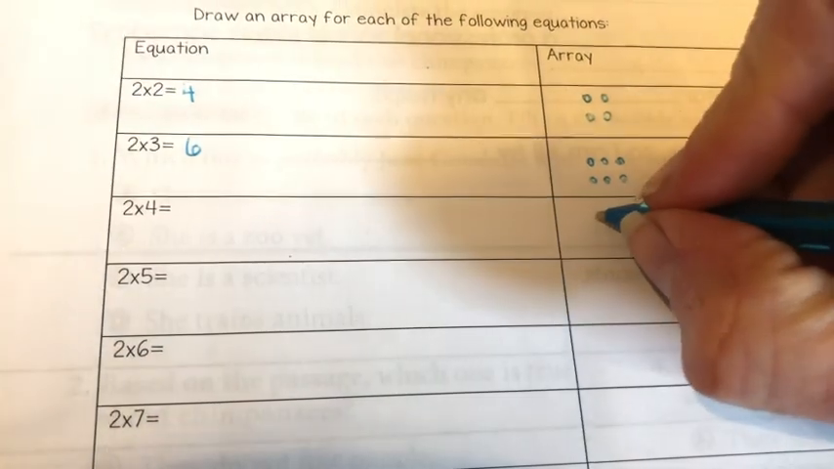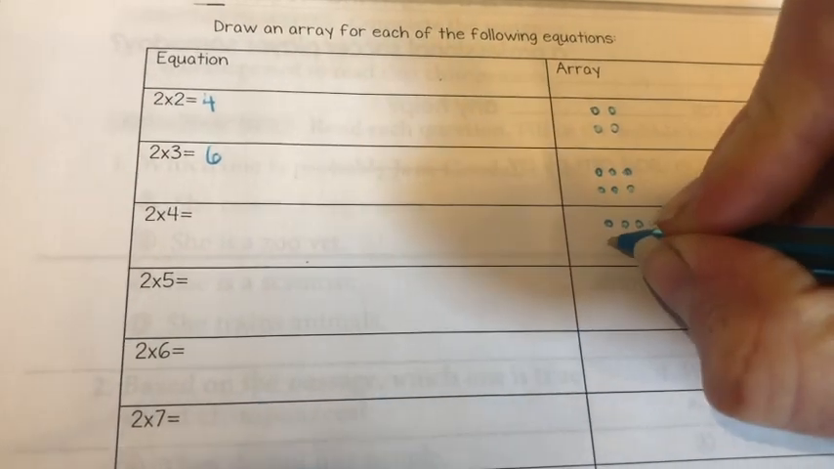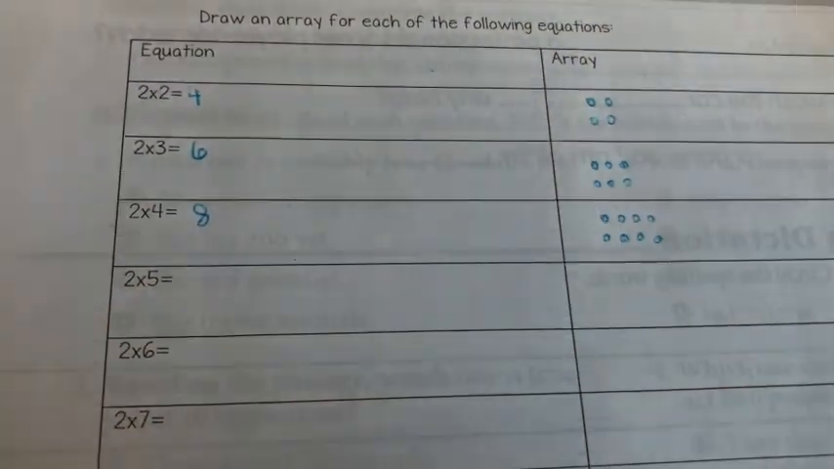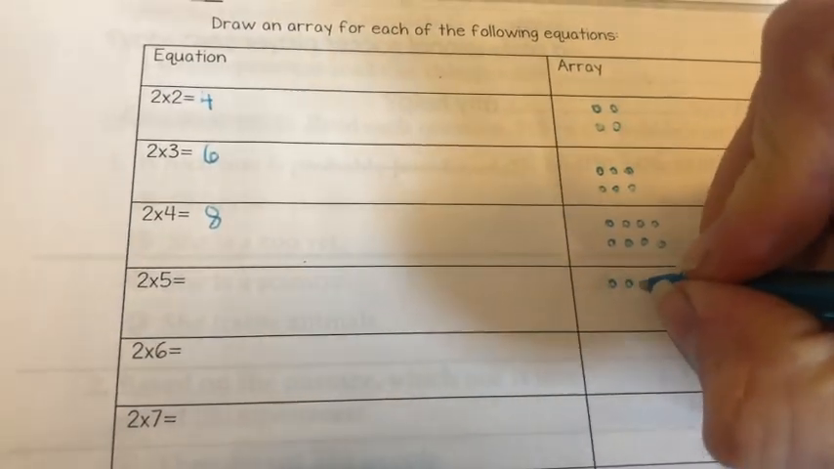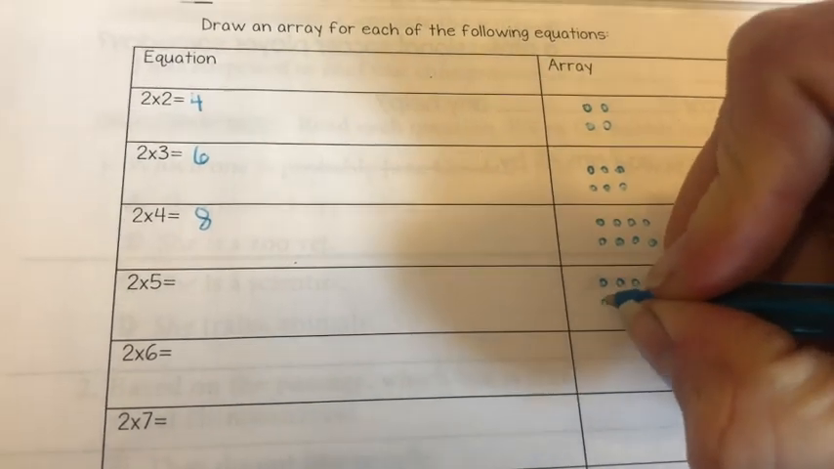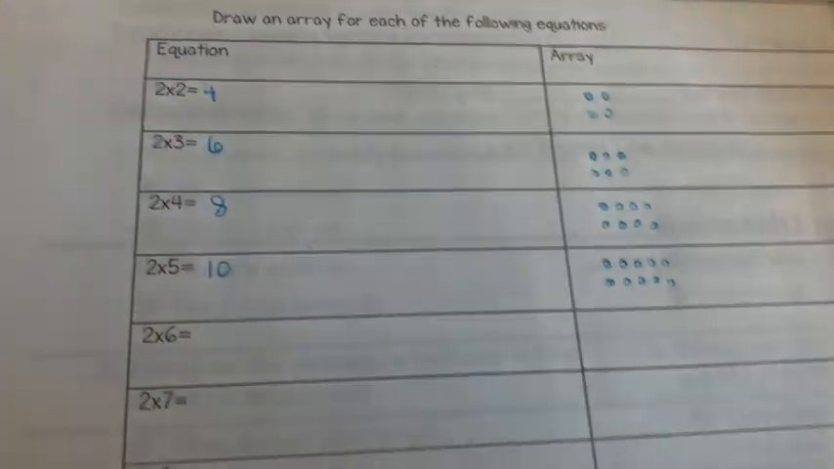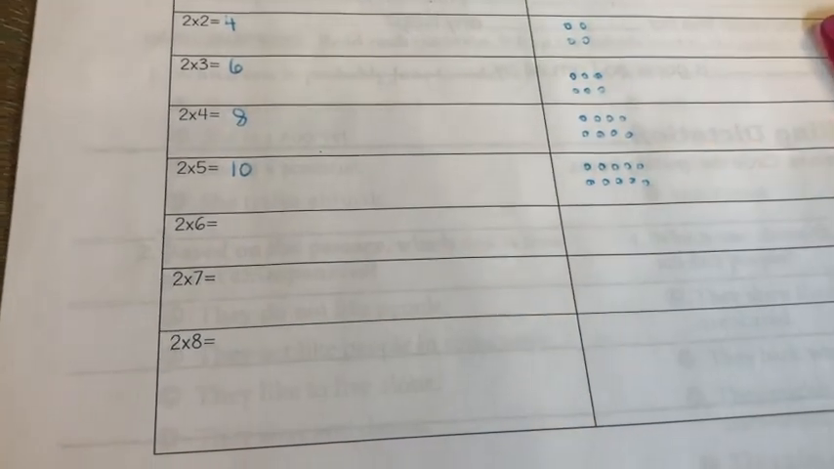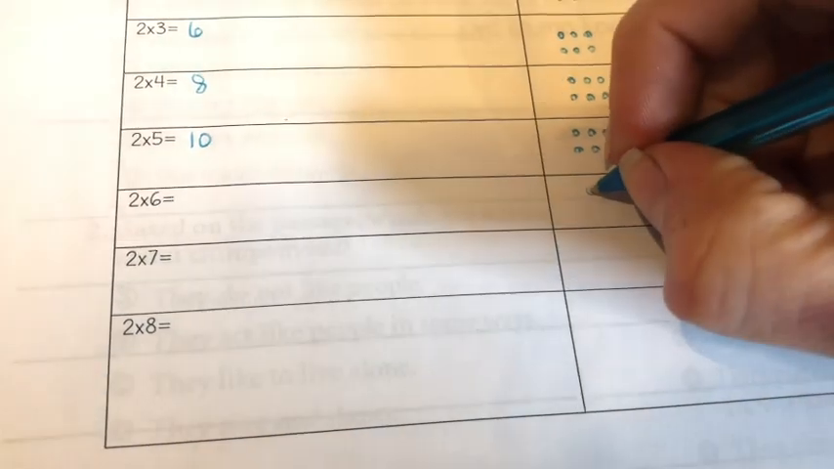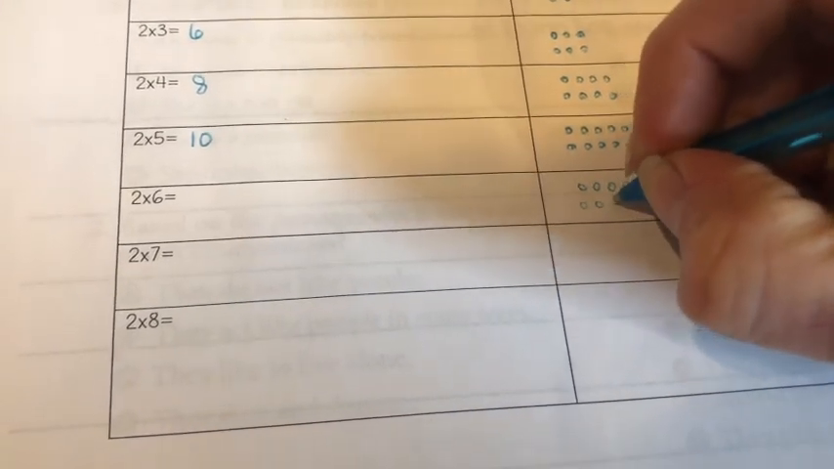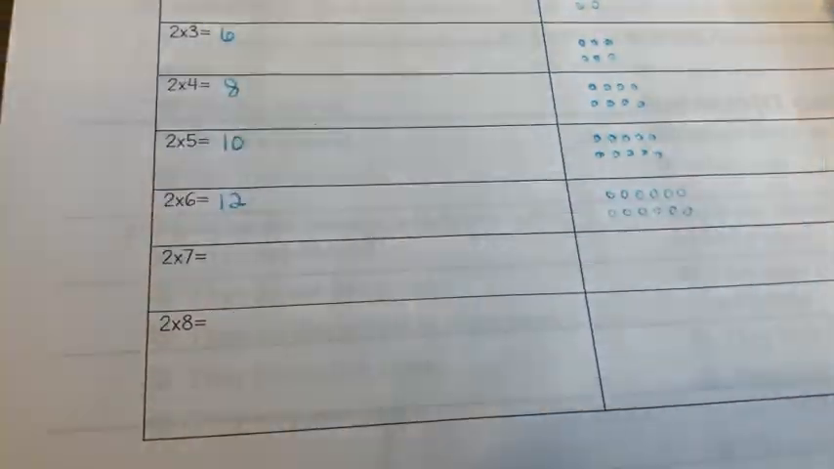2 times 4, 1, 2, 3, 4, 1, 2, 3, 4, and that's 8. 2 times 5, 1, 2, 3, 4, 5, 1, 2, 3, 4, 5, 10. And if you'll notice, 2 times tables are the same as doubles. So that's good to know when we move on to the next page. All right, 2 times 6, 1, 2, 3, 4, 5, 6, 1, 2, 3, 4, 5, 6. So 2 times 6 is 12.